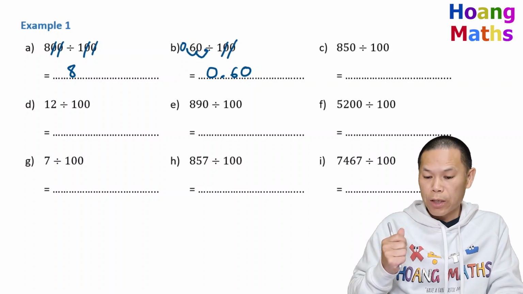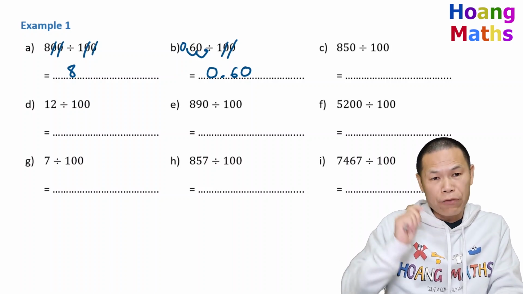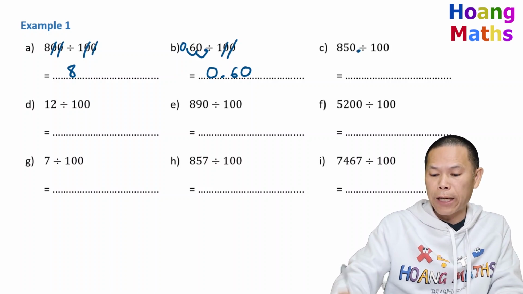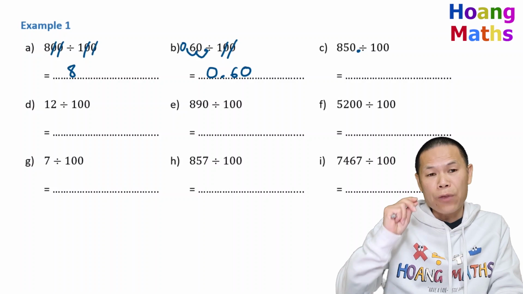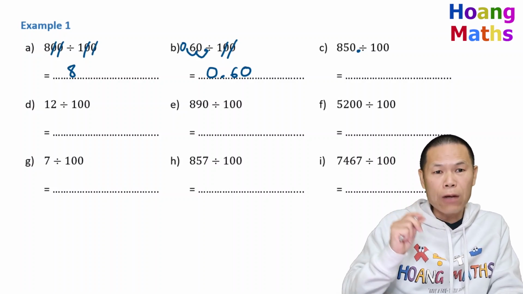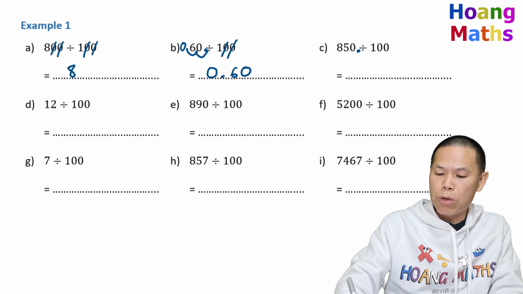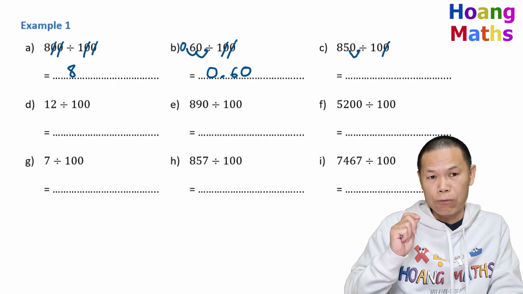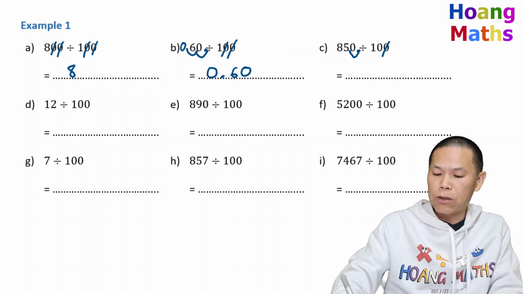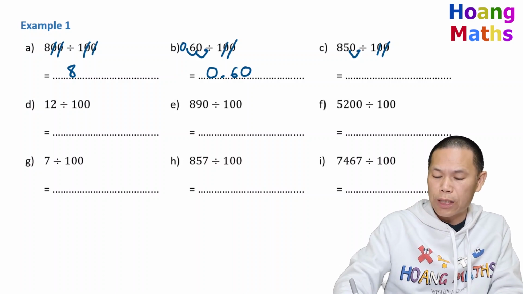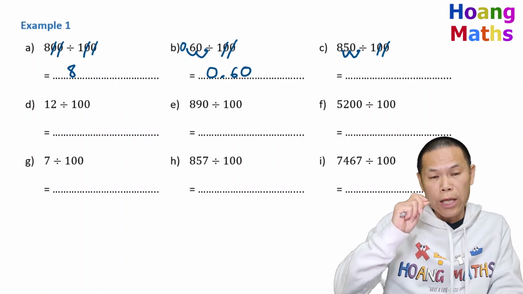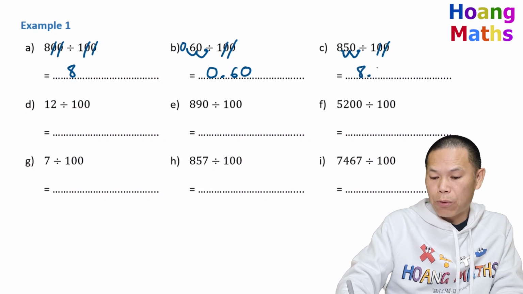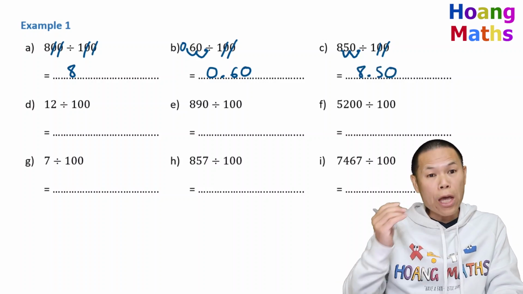So there you go. Part C, 850 divided by 100. Again, no decimal point, which means it is right at the back here. When we divide by 100, the answer should be smaller than 850. So we move the decimal point to the left 1 unit. So it becomes 85.0, so that is 85. And we cancel another 0 by moving this decimal point to the left 1 more unit. So the answer is 8.50. So there you go.